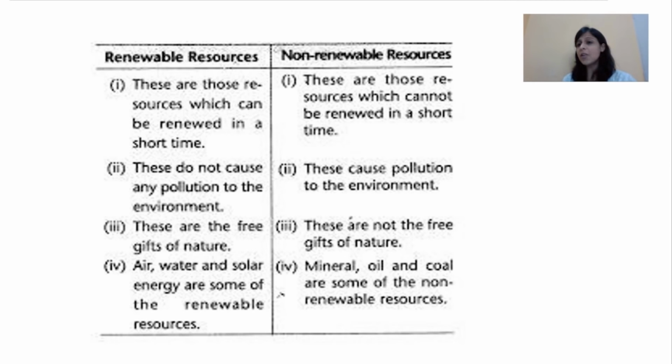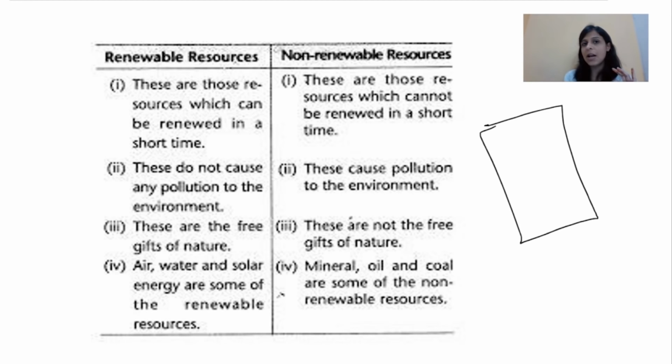Especially when you are asked to differentiate, please write it in this manner. It's very important to differentiate in this manner. Try not to write in paragraph, because when we start writing in paragraph is what we tend to do.